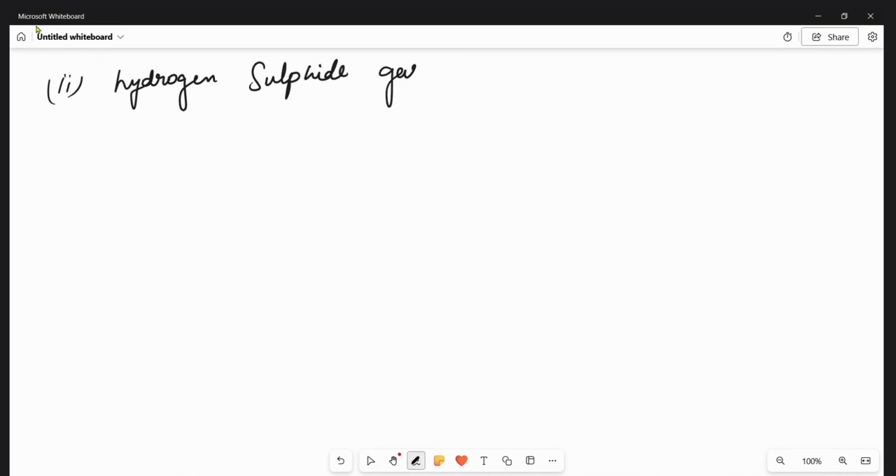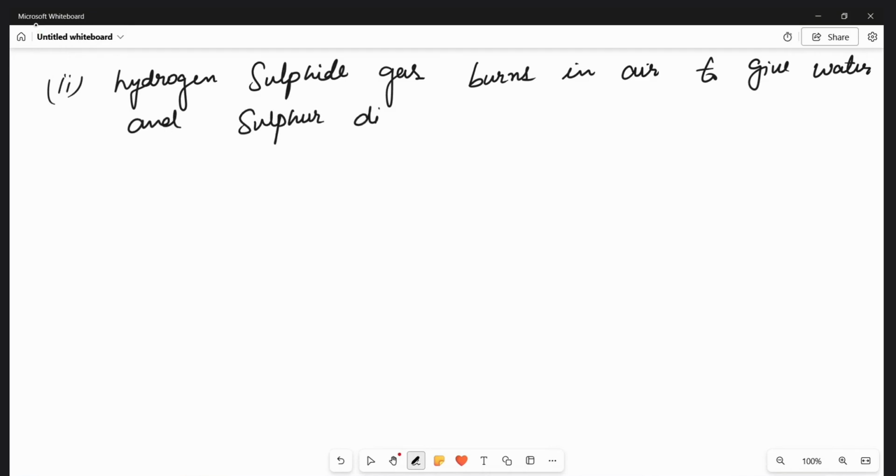Hydrogen sulfide gas burns in air to give water and sulfur dioxide. Write the equation for this.